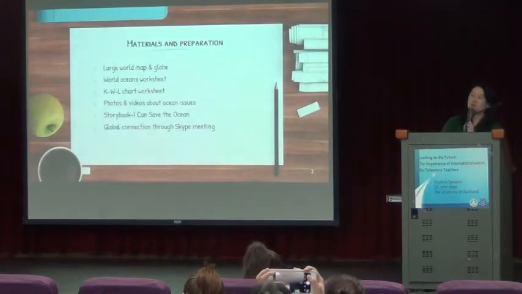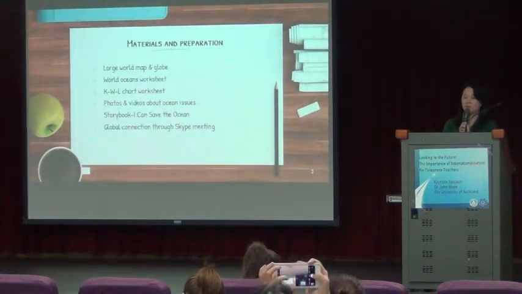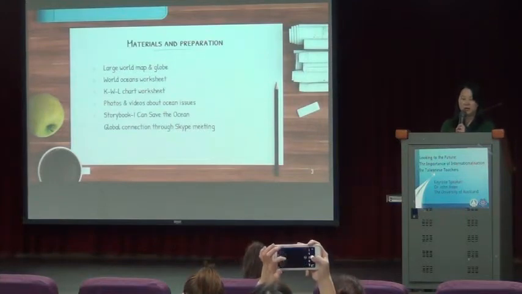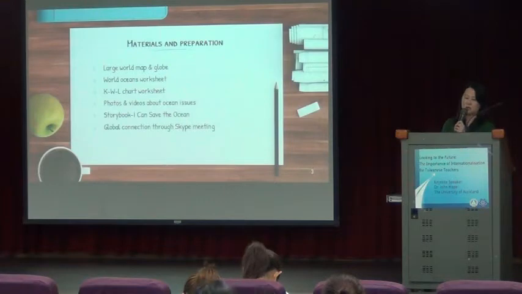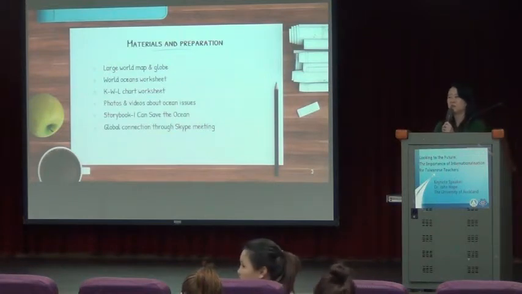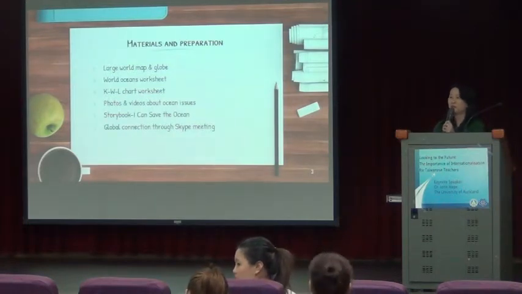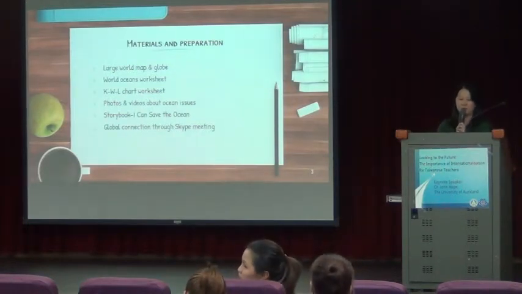And the materials I have prepared for the project are a large world map and a globe, oceans worksheet, KWL chart worksheet, photos and videos about ocean issues, and a storybook called I Can Save the Ocean for reading. For the global connection part, I started to look for a partner in September. So luckily we got one country that we can connect with.